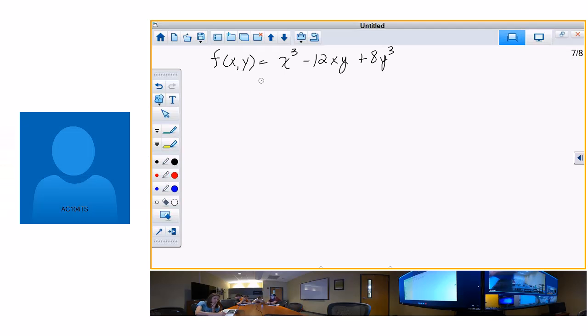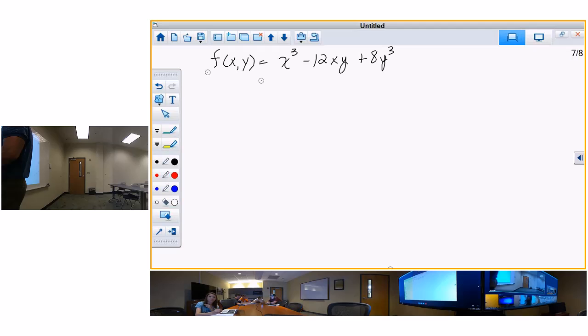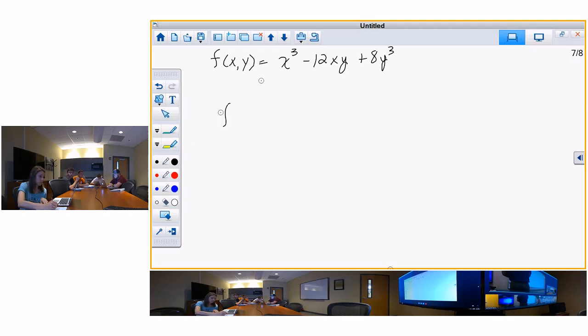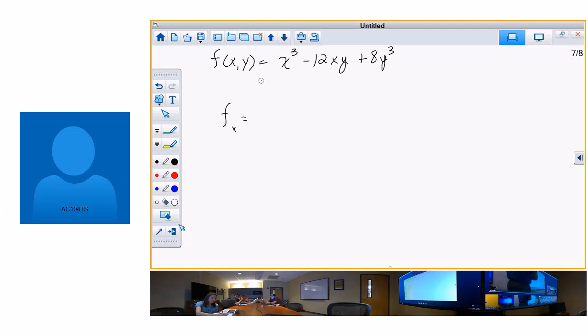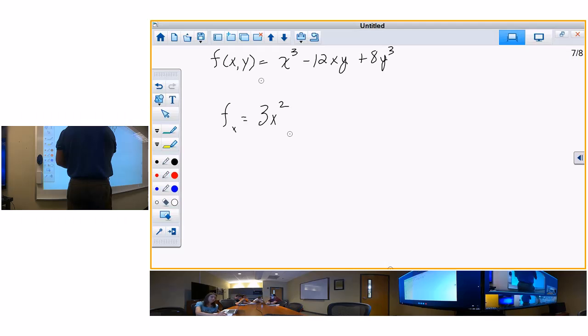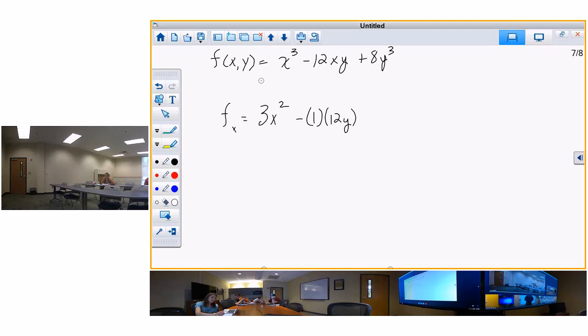Okay, so here, f of x. What's the derivative of x cubed? 3x squared. What's the derivative of x? 1. So I'm going to put a 1 here, and I'm going to bring down 12y. And then 8y cubed should be zeroed out, because what do you have in front of it? X to the what? X to the 0, and that zeroes out, so that will be 0.